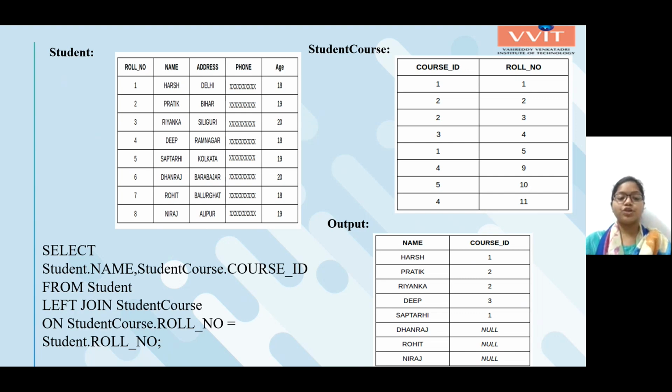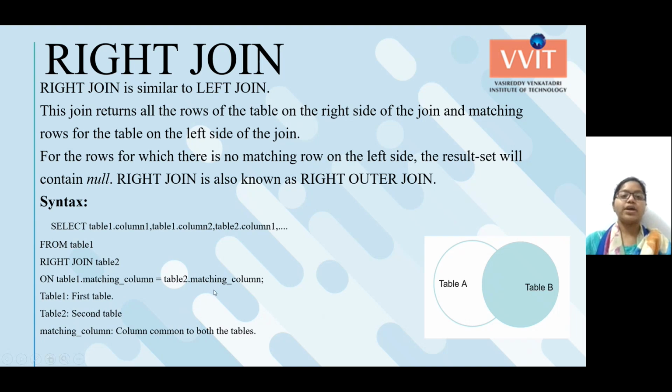Next, this is about the left join. It is also called left outer join. Next, we shall see about right join. Right join is similar to left join. In this, it will return all the rows of the right table and the matched rows of the left table.